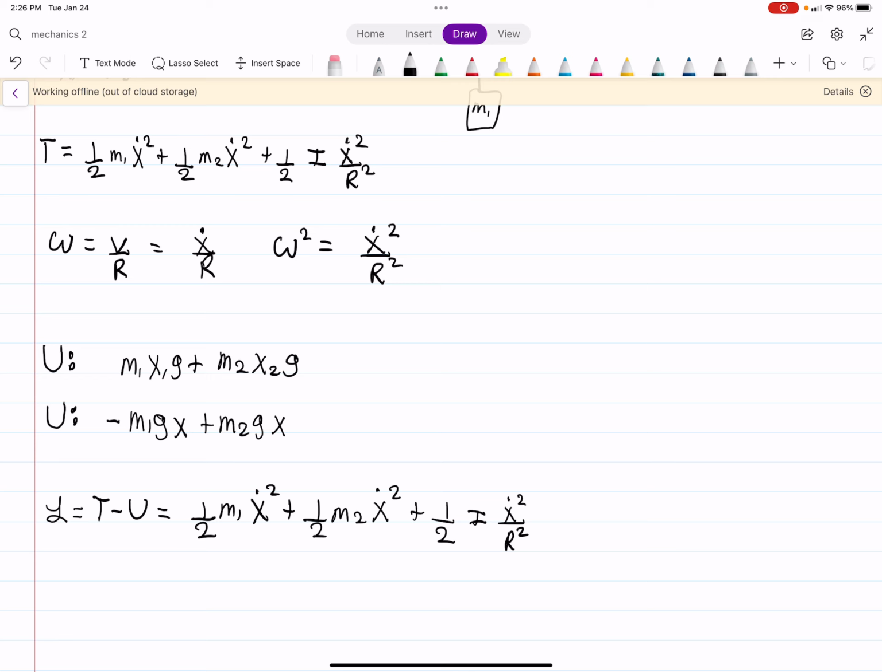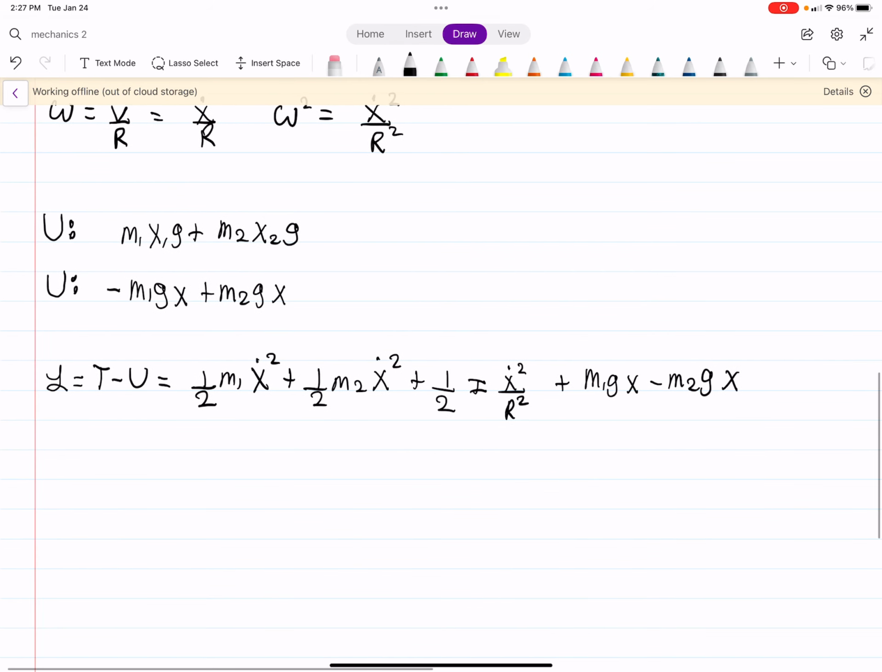So we just say plus m1gx minus m2gx. Okay. So we have our Lagrangian, so now we're ready to find our equation of motion. And the way that we do this is we say that the partial derivative of our Lagrangian with respect to x is equal to the time derivative of the partial derivative of our Lagrangian with respect to x dot.